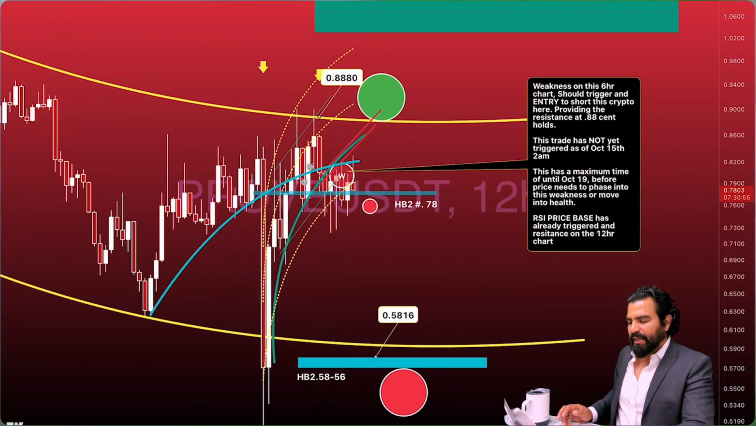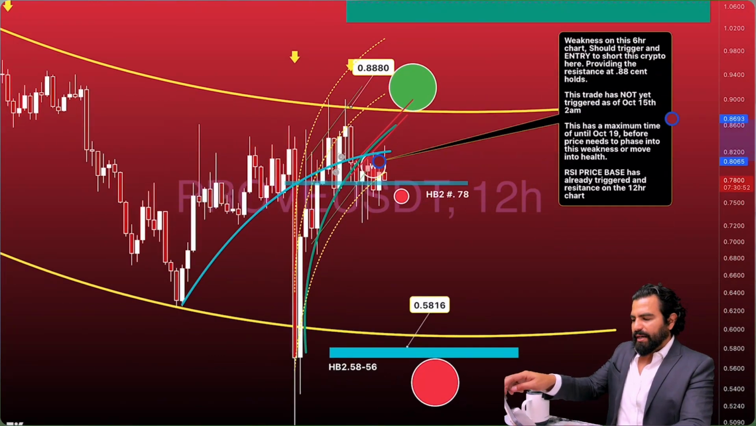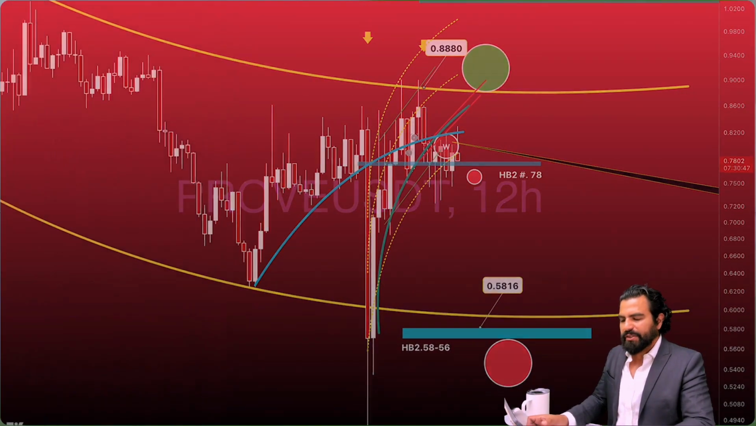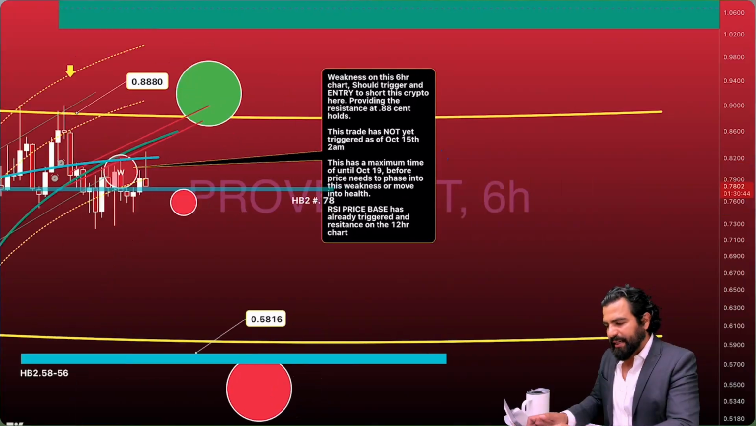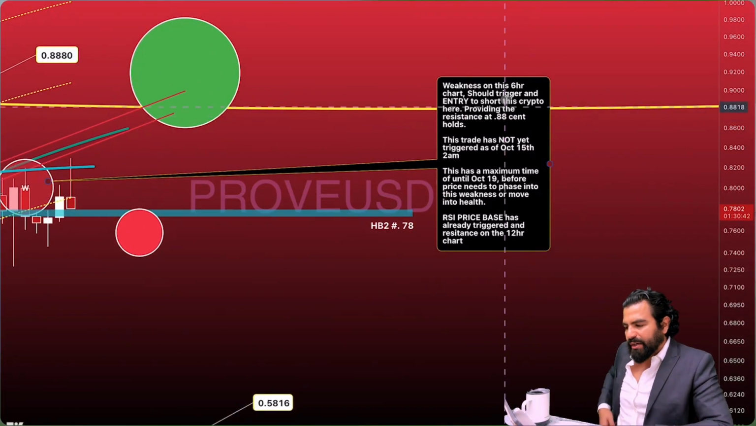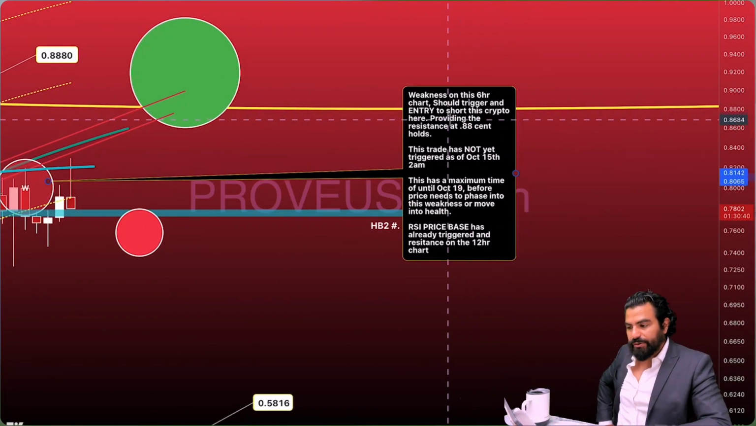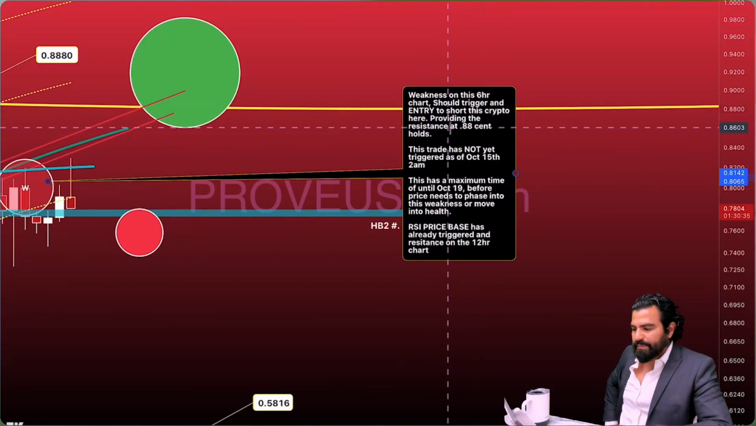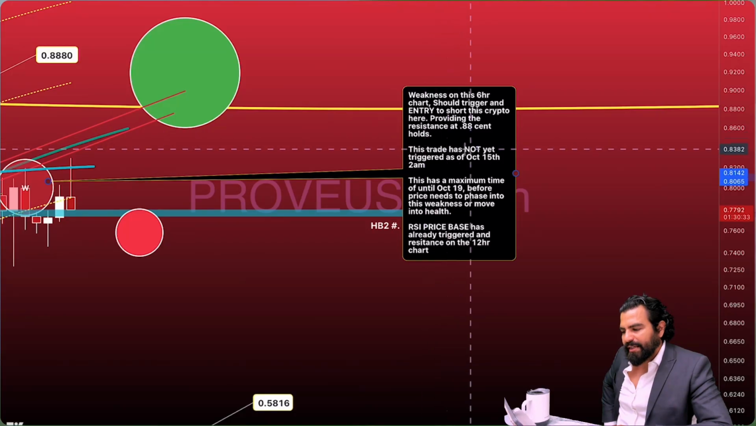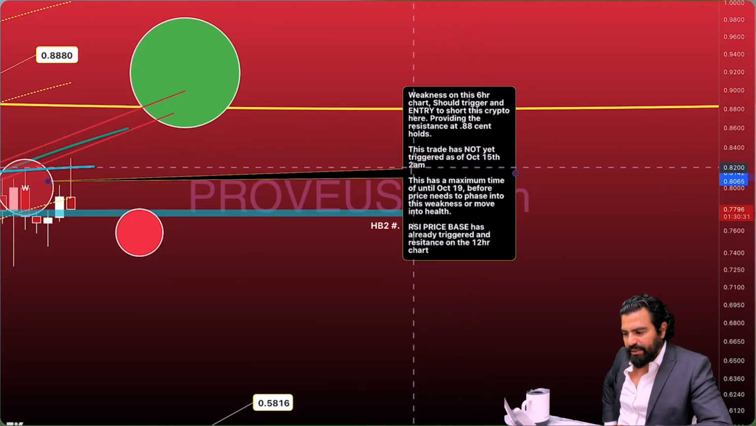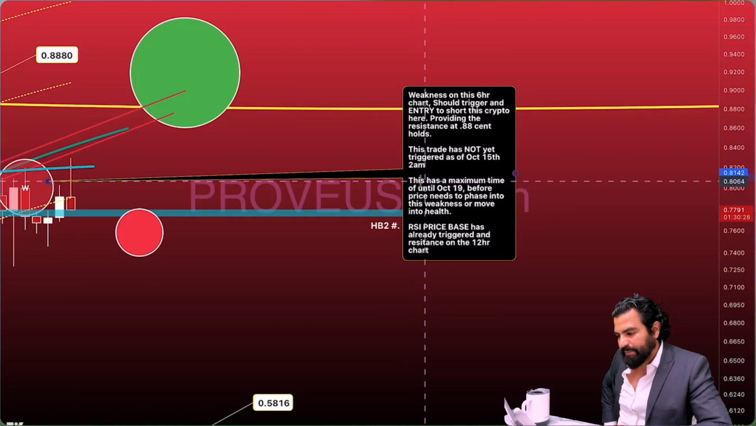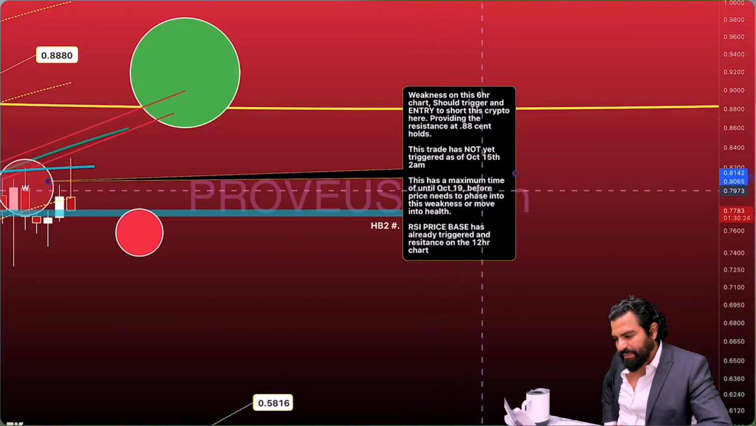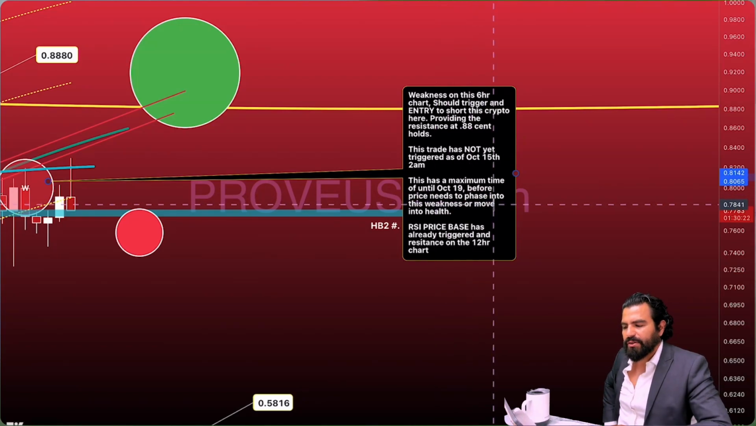Now, here's what I said. We were looking at this on a 6-hour chart, and I'll go to the next 6-hour chart, and then I'll read you my comments from the other day. I said, weakness on this 6-hour chart should trigger an entry to short this crypto, providing that the resistance at 88 holds. This trade has not yet triggered as of October 15th at 2 a.m., during that class on Wednesday. It has a maximum time of until October 19th before we need to phase into weakness or move into health.